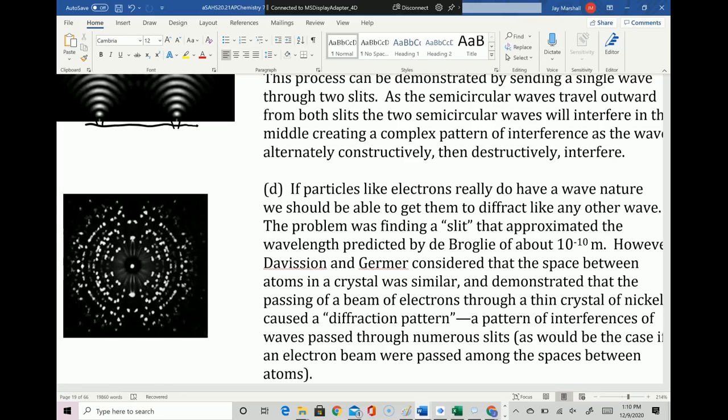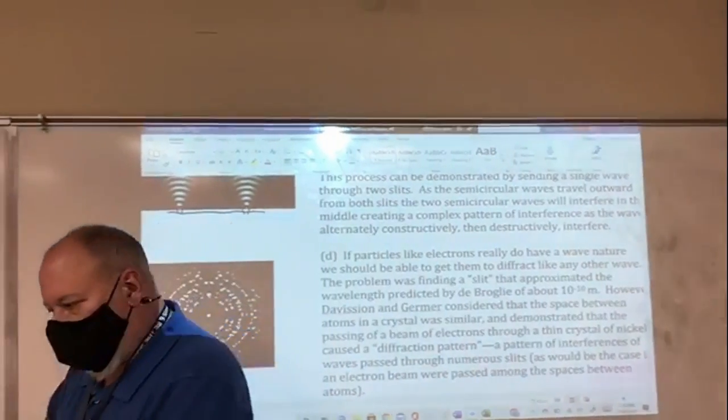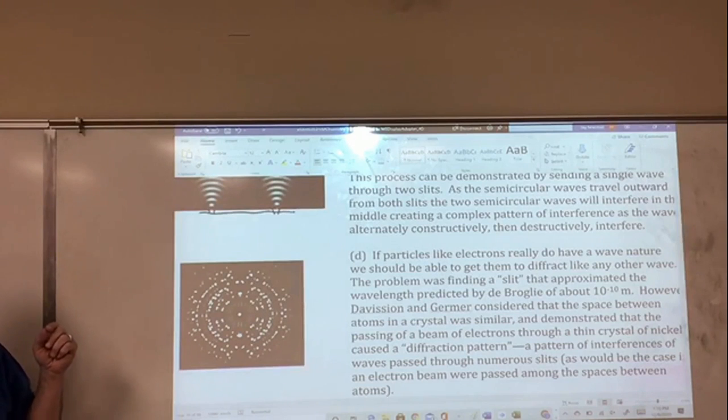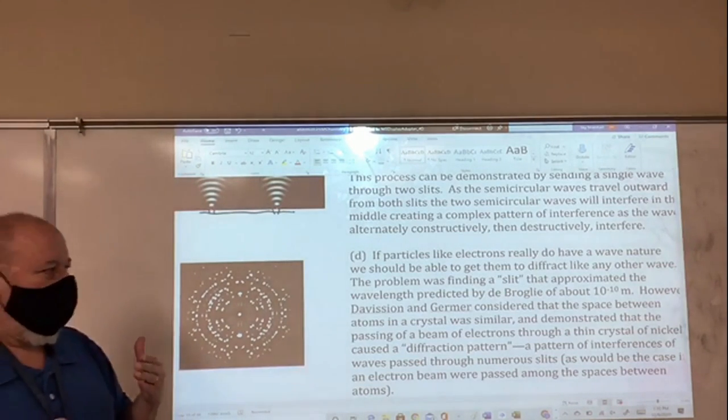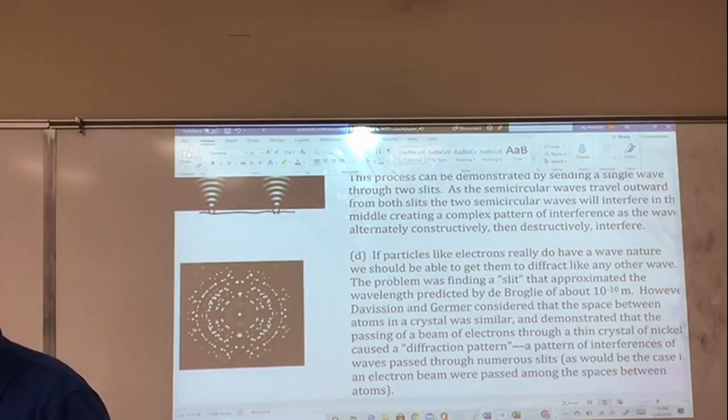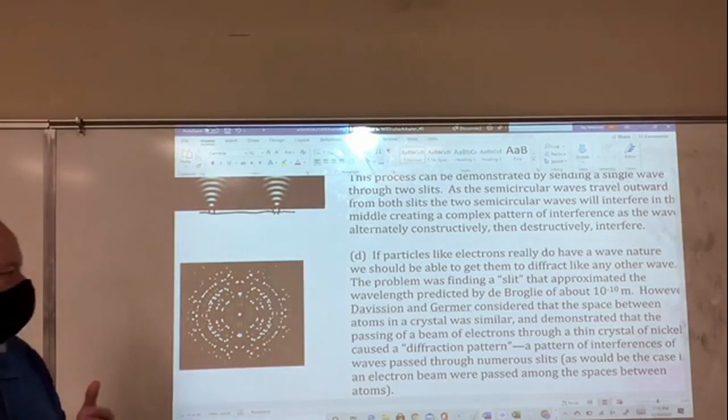The problem was finding a slit that approximated the wavelength predicted by de Broglie, about 10 to the negative 10th meters. If I want to see diffraction, my slit has to be just as small as the wavelength. And the wavelength of the electron was supposed to be about 1/1000th of a meter. Well, where do I find a slit that is 1/1000th of a meter wide?